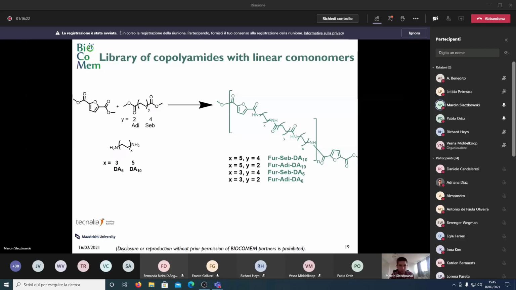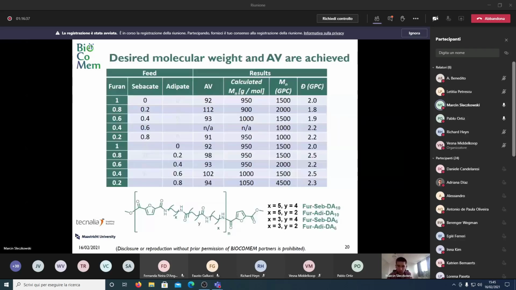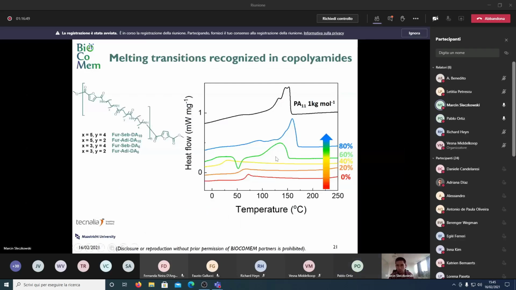So in this way, we essentially synthesized a library of those copolyamides, and we were of course interested not only in how we can control the polymerization, the degree of polymerization and our end functionality, which in most of the cases was satisfying, at least, but also in at which point the crystallinity in this polyamide block will arrive, which also helps us pick the best candidates for the block copolymers.